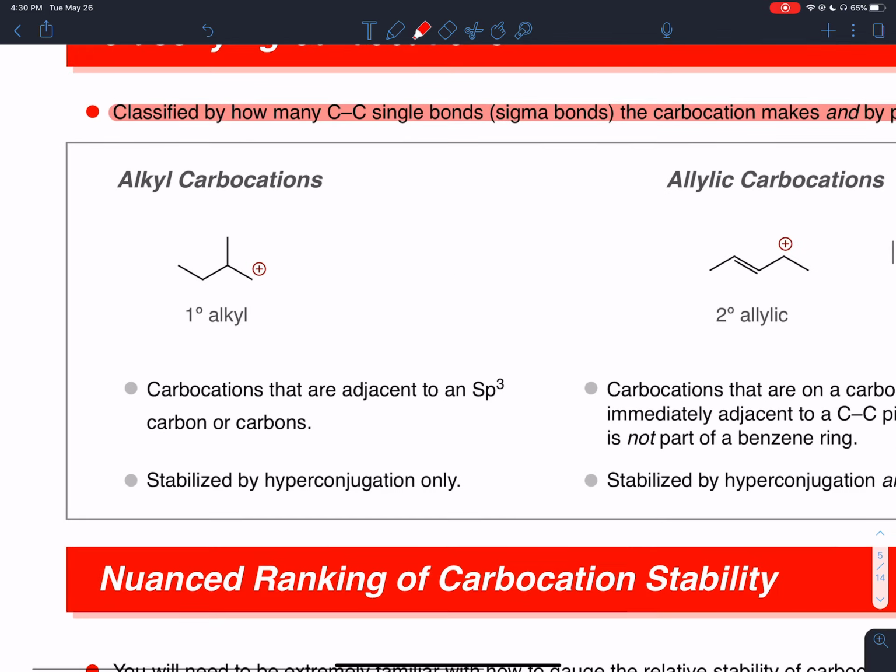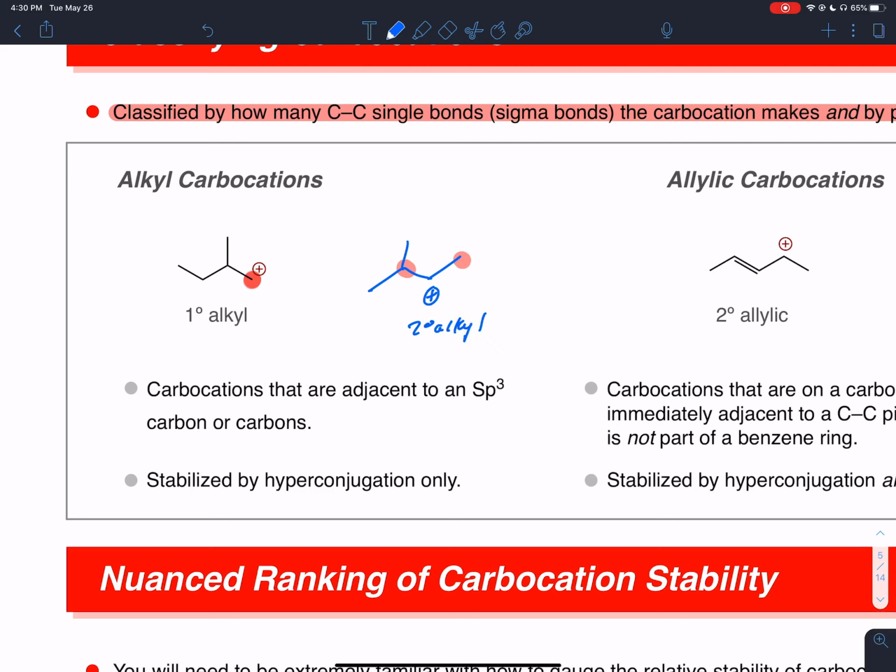So if you were to look at an alkyl carbocation, that means that the carbon that is positive is bonded to another sp3 carbon. Okay, that's where the alkyl component is coming from. And then we classify the carbocation according to how many direct carbon attachments it has. This has one other carbon attachment, therefore it is primary alkyl. However, this carbocation here has two direct carbon attachments, and therefore it would be secondary alkyl.